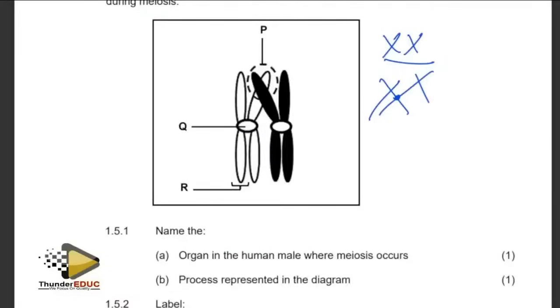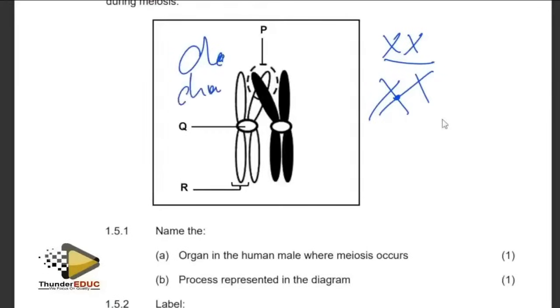All right. Now, what is P? What is this P? We have talked about it. Some people call this centromere. That is not a centromere. A centromere is Q. Please don't confuse centromere and chiasma.